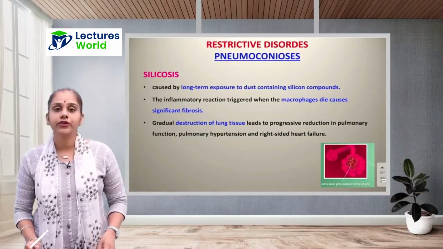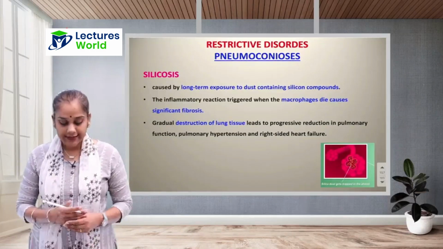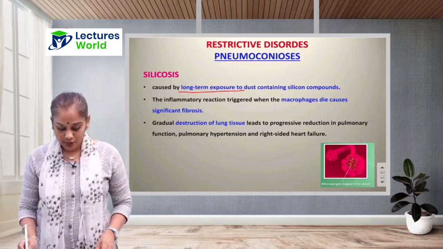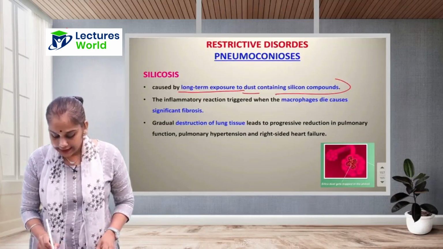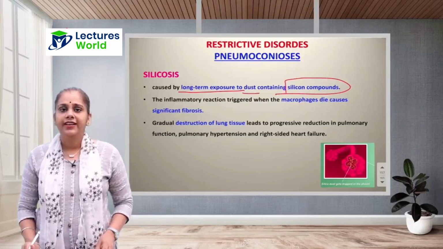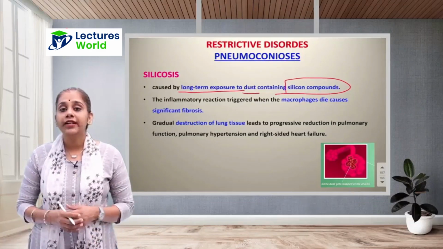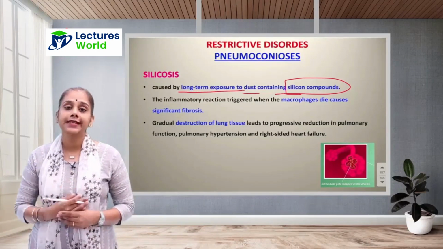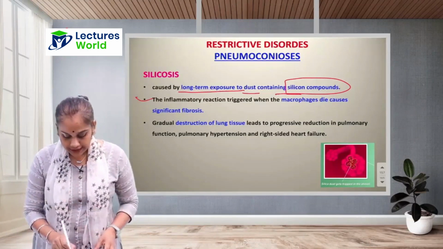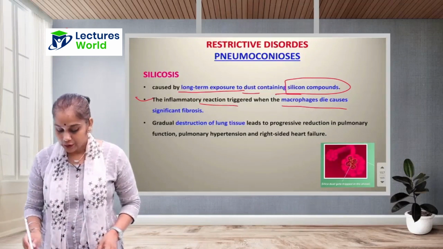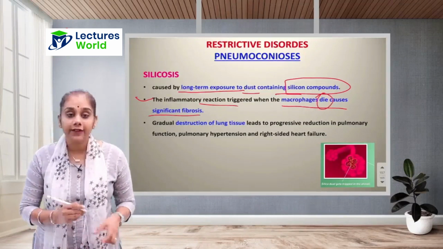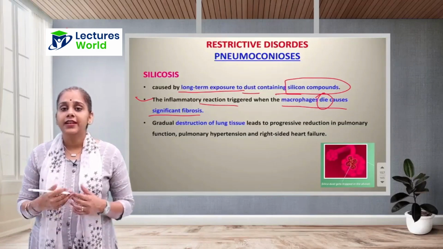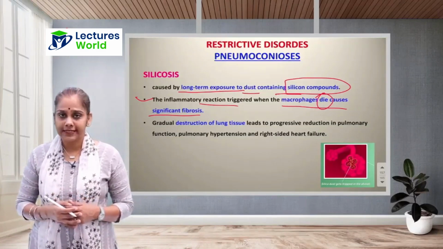In pneumoconiosis, another disorder is silicosis, which is caused by long-term exposure to dust which contains silicon compounds. It occurs because of prolonged exposure to dust containing a lot of silicon. An inflammatory reaction can be triggered when macrophages die because of significant fibrosis, or because of recurrent infection or recurrent fibrosis in the lungs.